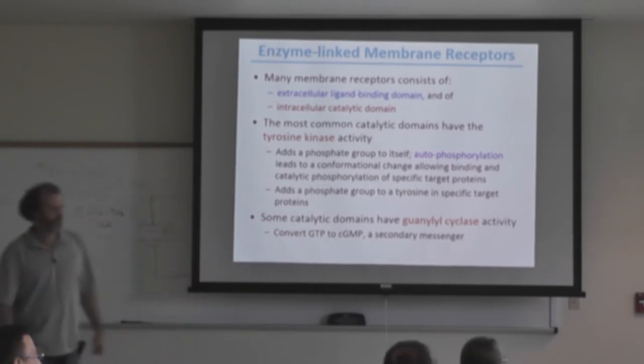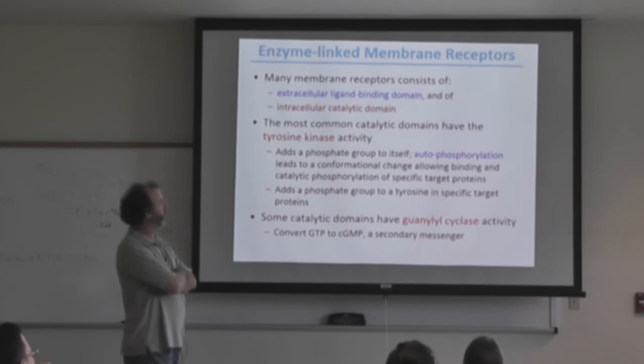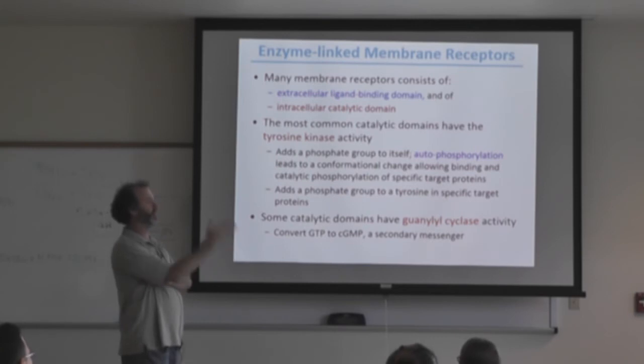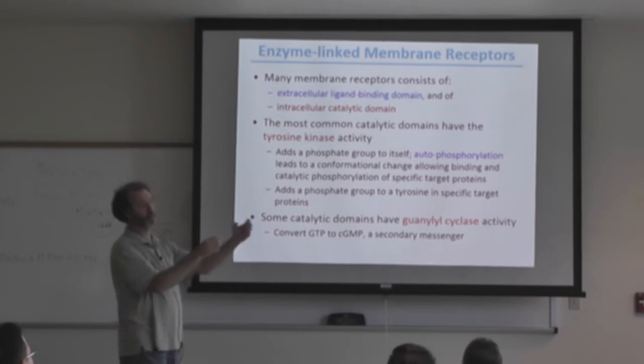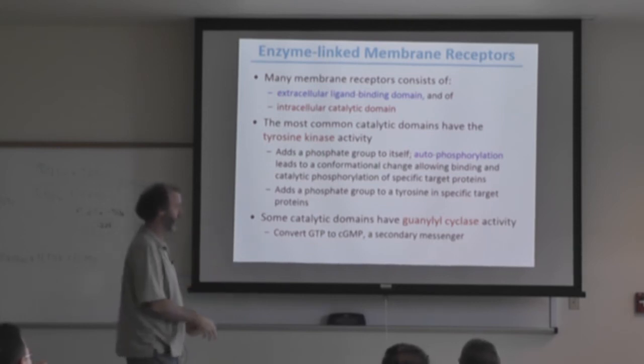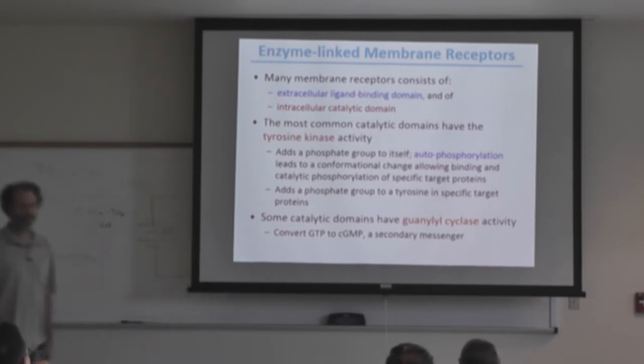Wait, so PKA is not an enzyme-linked membrane receptor? Yeah, protein kinase A is not an enzyme-linked membrane receptor. It's not a membrane receptor at all. It's one of the downstream signal cascade kinases. It's one of the first ones. So cyclic AMP binds to the regulatory domains of protein kinase A, releasing the catalytic domain to go phosphorylate proteins. And then they'll go phosphorylate other proteins and so forth, and you have this cascade.